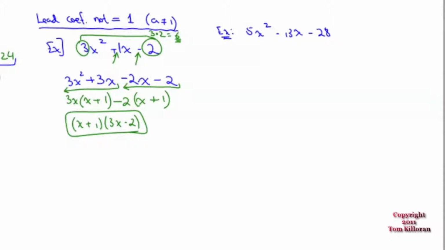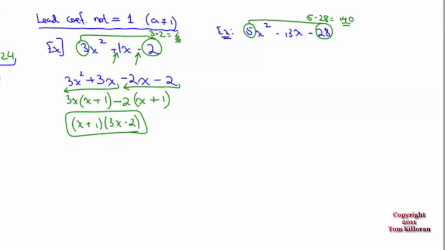This one's not very friendly. So you start off by multiplying the first coefficient times the last number. So the 5 times this 28 down here at the end. Let's see, 5 times 28 is, what is it? 140. So we're looking for factors of 140.